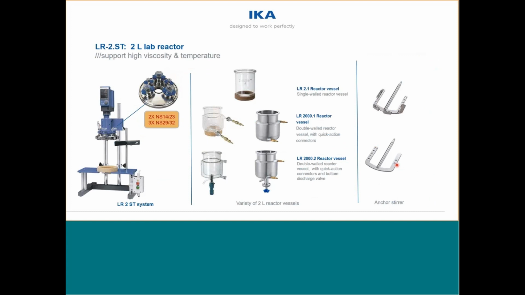If you require a larger volume, we have the LR2ST 2-liter reactors, which come with 5 connectors on top to use with different accessories. For the reactor vessel, we have a single wall vessel, a double wall vessel with bottom discharge valve, and a stainless steel version as options. If your sample is sensitive to light, you can consider the stainless steel vessel. For mixing, we already have the integrated overhead stirrer. You can use either an anchor stirrer with scraper or an anchor stirrer for your mixing applications.